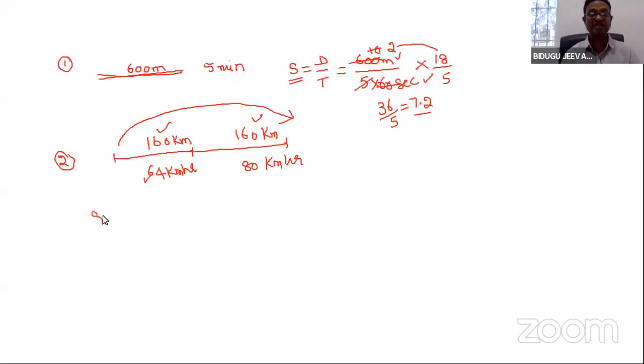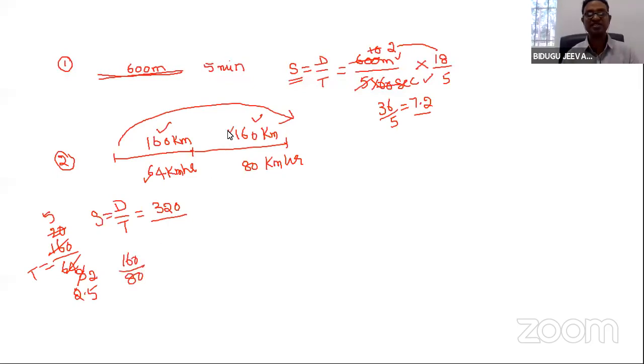See here, speed is equal to, we know very well, distance by time. Let me talk in different ways. Distance is 320 by time. Let us calculate the time separately, because 160 by 64, distance by speed gives time, right? 160 by 64 is 2.5. Similarly, another one, 160 by 80, which is nothing but 2. So altogether 4.5, right? Let me write 320 by 4.5, so 10 I'll write here. So what is the calculation now?